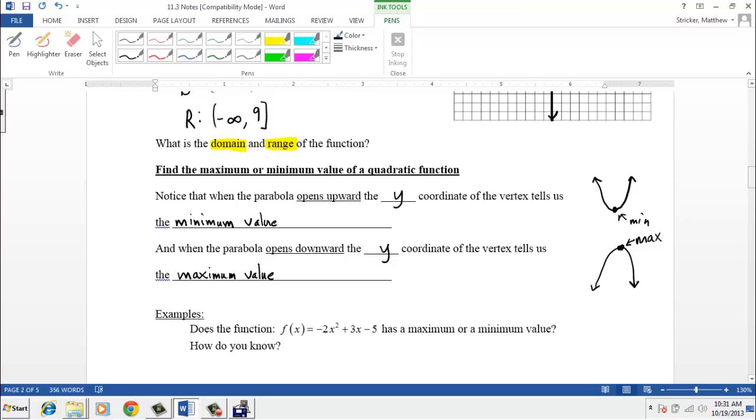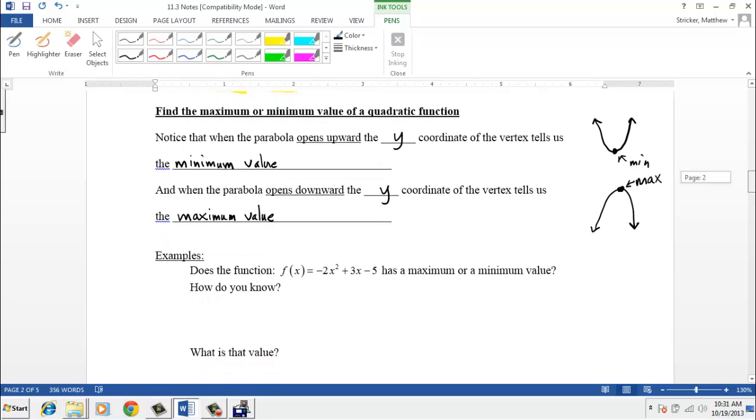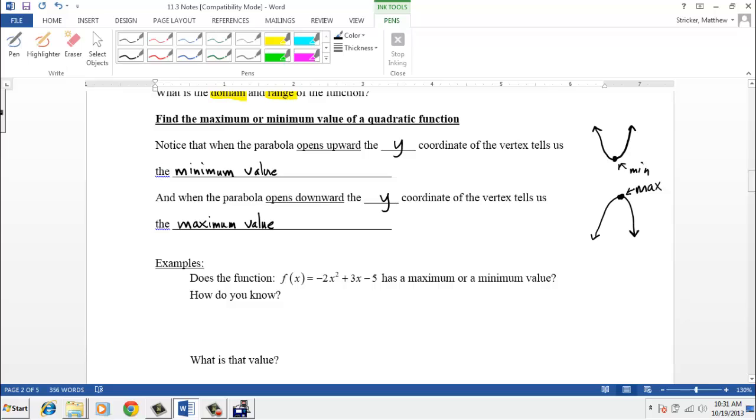Now before we do an application, let's see how this works with just a standard quadratic function. It says, does the function f of x equal negative 2x squared plus 3x minus 5 have a maximum or a minimum value? And how do you know? Well, very simple. We take a look at our function. First of all, how do we know if it has a max or min value? Well, we should be able to tell by whether it opens up or whether it opens down.